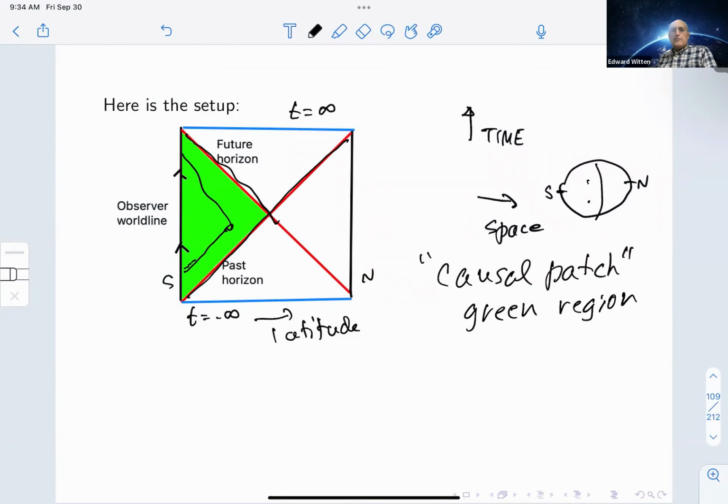So if you want to know what's out here, you can shine a light beam or a flashlight beam out there and see what comes back. So the causal patch is the region that you can explore actively. The region behind the past horizon, you can explore it passively. You can see what comes from there, but you can't disturb it.